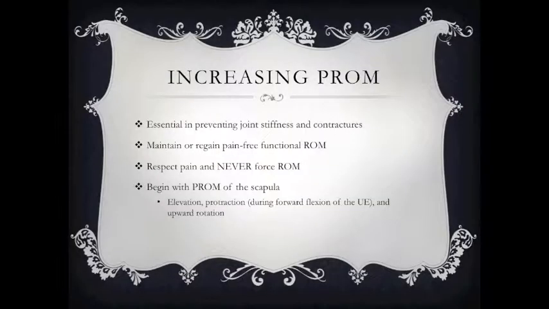The second intervention I'm going to talk about is promoting pain-free passive range of motion at the scapula and shoulder joints in order to help promote return of functional range of motion at these joints, as well as helping get the client out of the hemiplegic posture often seen post-stroke. Increasing passive range of motion is essential in preventing joint stiffness and contractures. It is also the first step in regaining or maintaining pain-free functional range of motion that will help improve or promote the client's ability in performing ADLs.